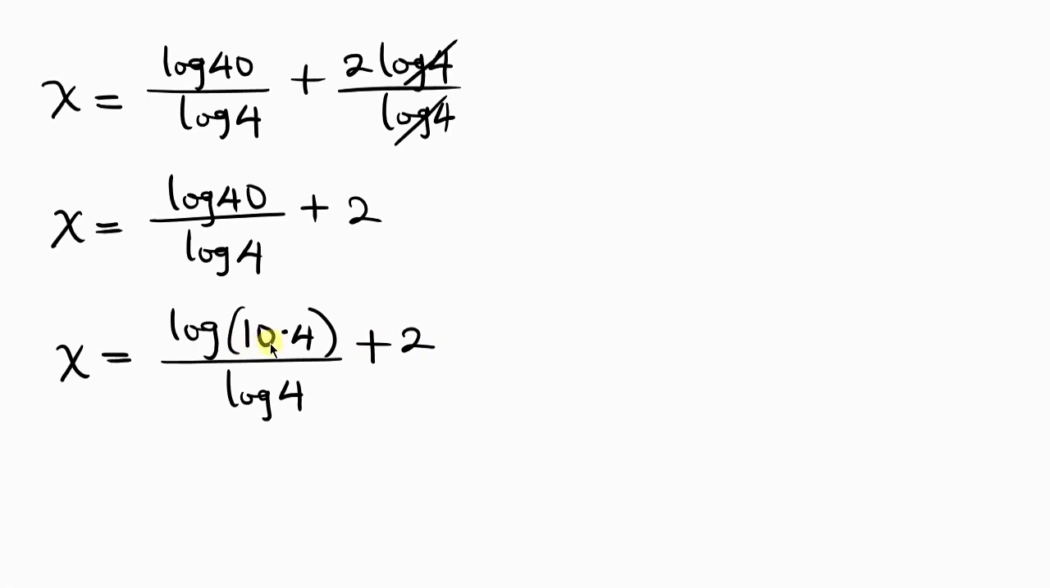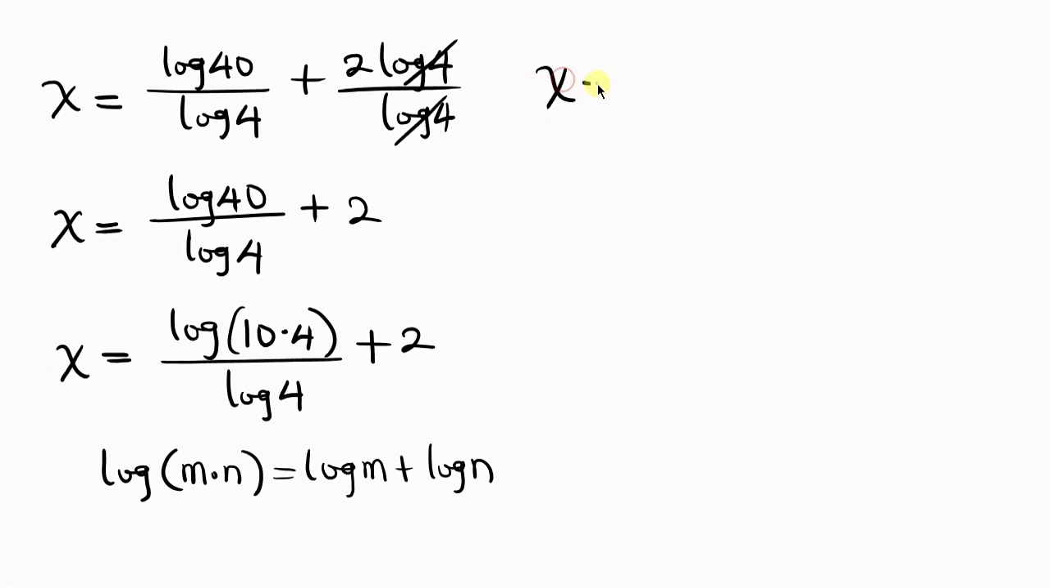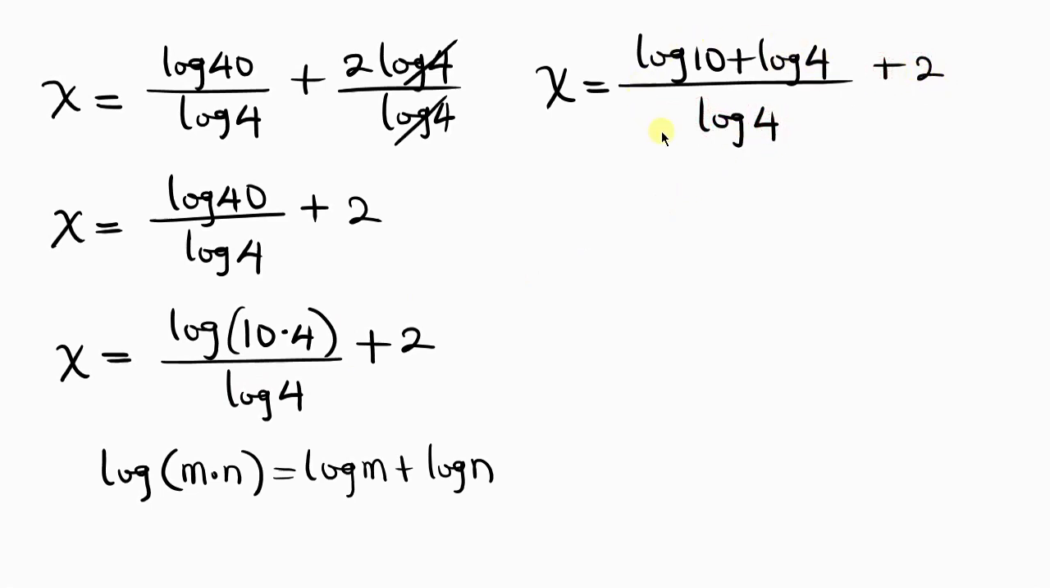Remember the law of logarithm, which says when I have the log of m times n, this is same as log m plus log n. So let's apply this law of logarithm here. So this becomes x equal to log 10 plus log 4 all over the denominator. The denominator is log 4 and then plus 2. Now let's separate this fraction.